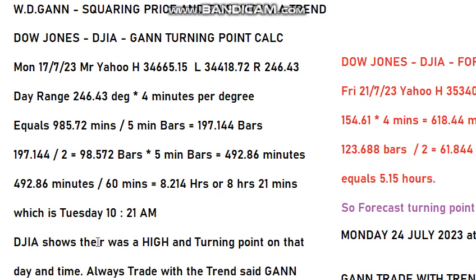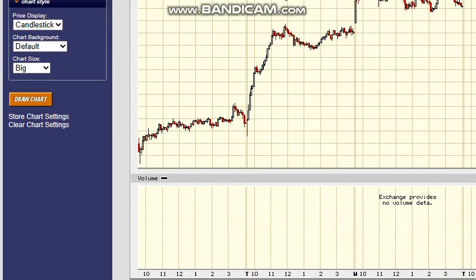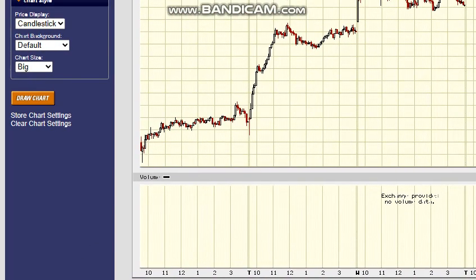So the Dow Jones shows there was a high, a very small high and a turning point on that day and time, but you always trade with the trend, said Gann, so sometimes it can be flat. Let's have a look at the chart. There you go, this is it. So if we look, this is Monday, this is Tuesday, so we've got 1 hour, 2 hours, 3 hours, 4 hours, 5 hours, 6 hours, 7 hours, 8 hours and 21 minutes. Let's go up.